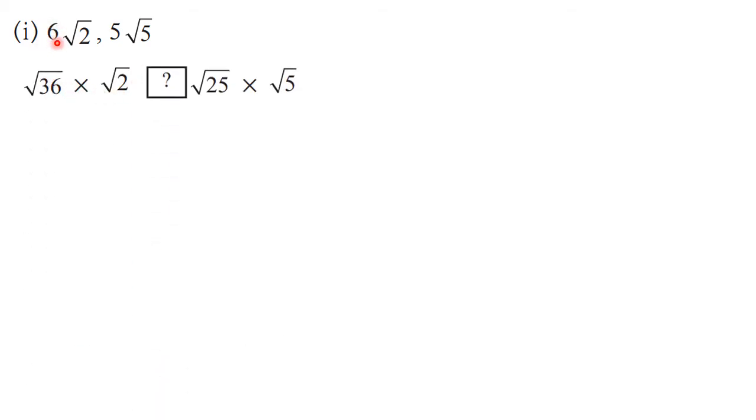See, this 6 I can represent as root 36. While taking it into this root sign, we have to square this number. 6 square is 36. Then immediately you can see root 36 is equal to 6. So this 6 is represented as root 36, and the into symbol is always present. 6 root 2 means what? 6 into root 2. So root 36 into root 2. And on the second side also, this 5 is converted to root 25 into this root 5 as it is.